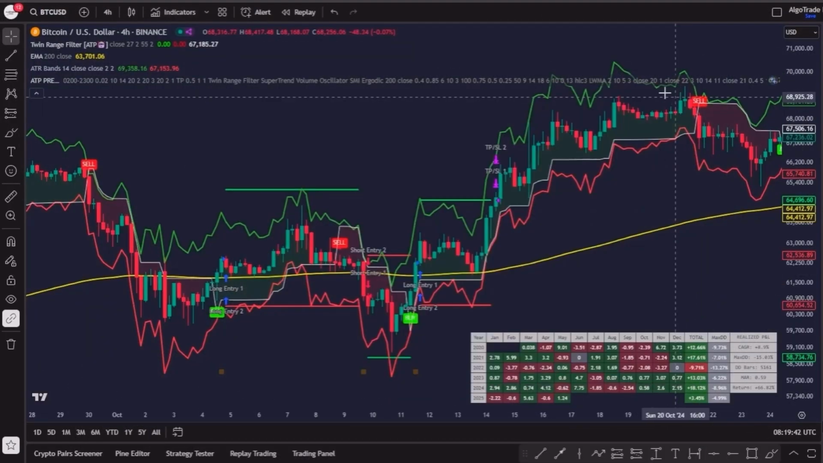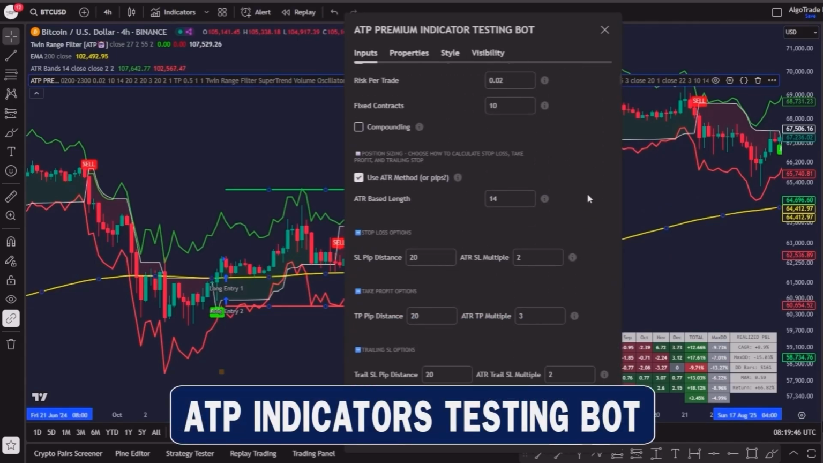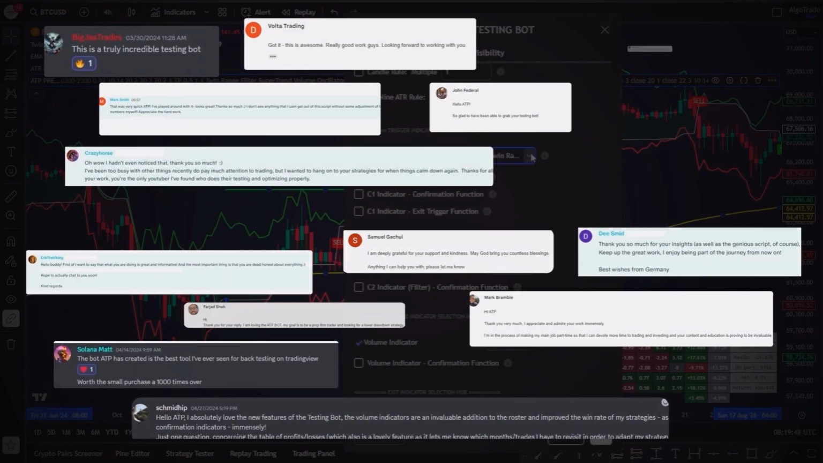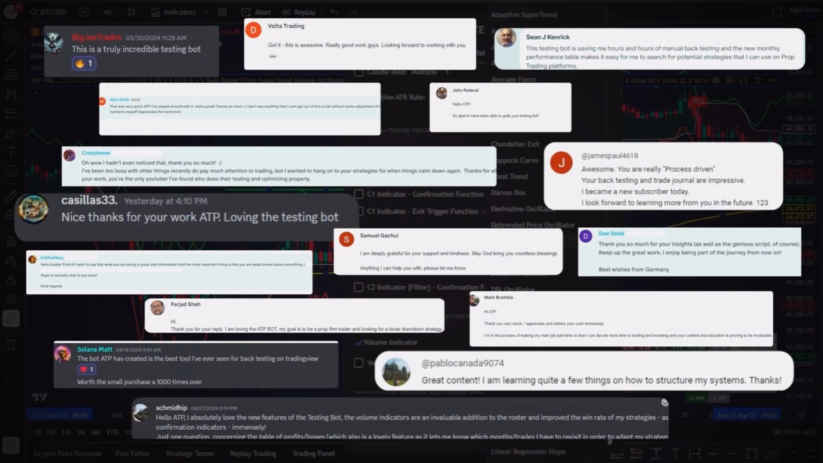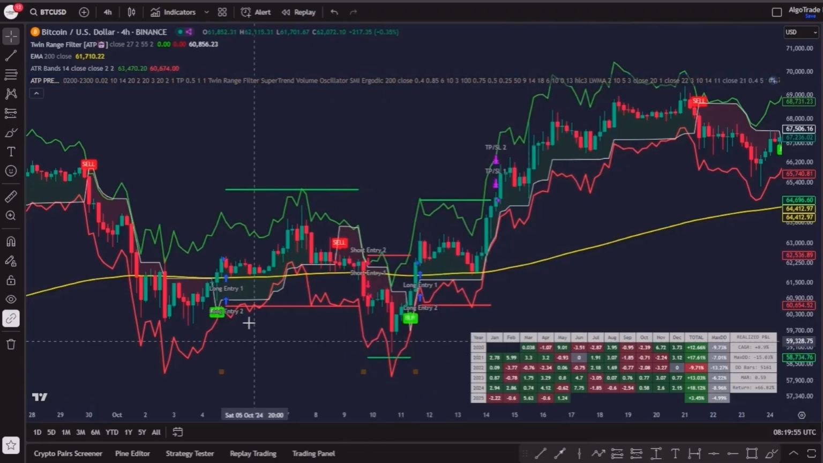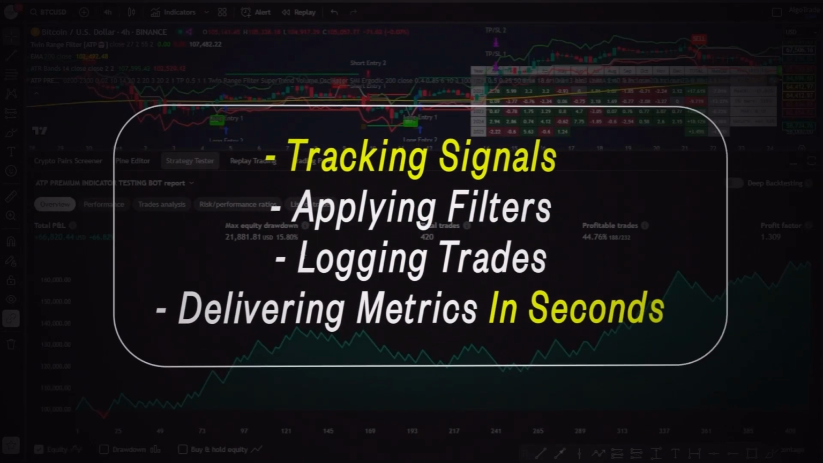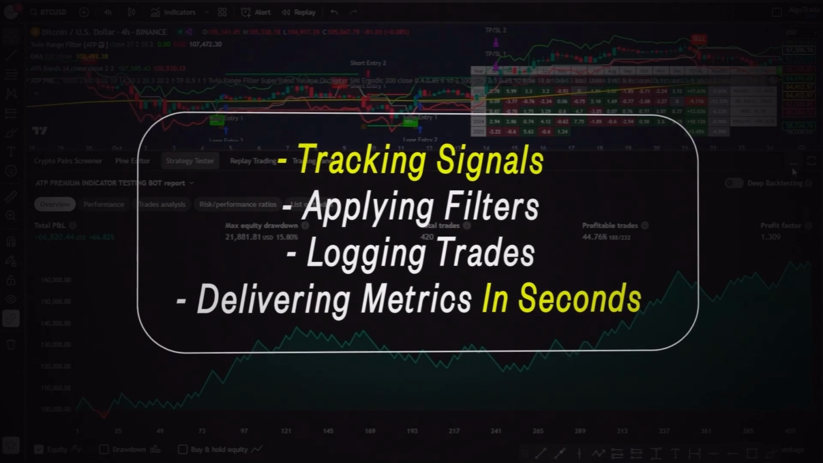All the testing is done using the ATP Indicators Testing Bot, the same tool that over 200 traders are already using to validate their systems quickly and efficiently. It handles everything: tracking signals, applying filters, logging trades, and delivering all the metrics in seconds.